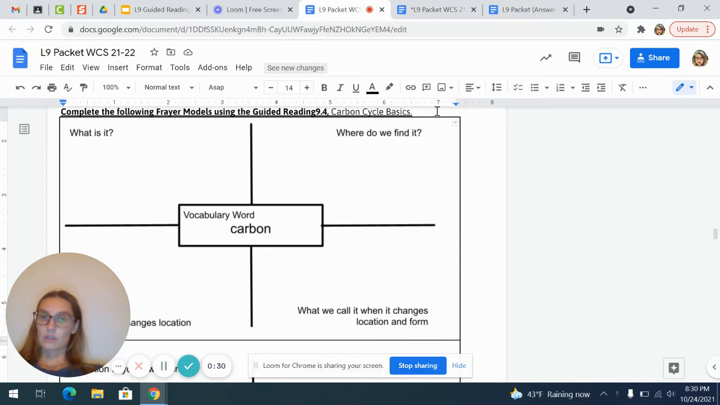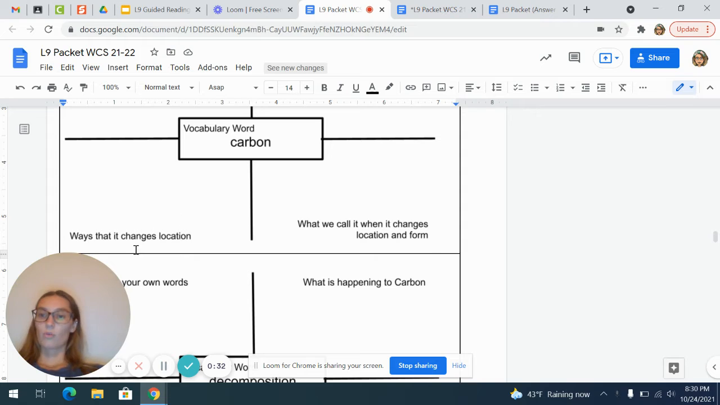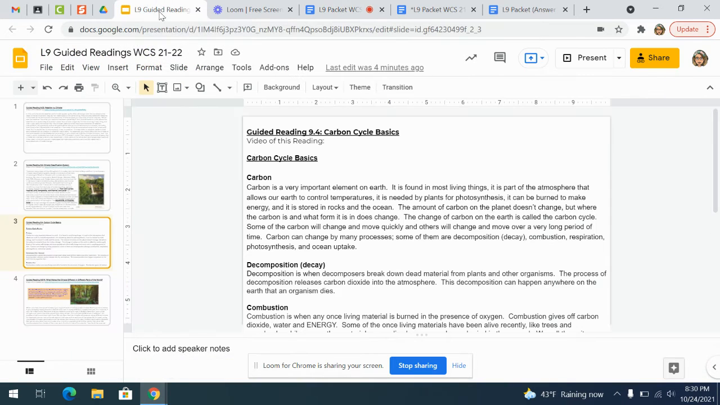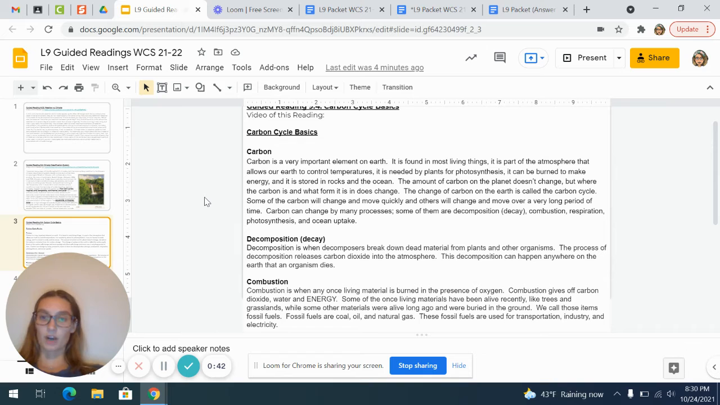So what is it? Where do we find it? What ways does it change location, and what do we call it when it changes location and form? So as you read, you're going to look for the answers to those questions and write them down. So let's start with carbon.